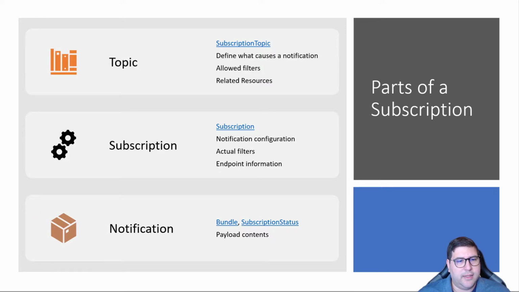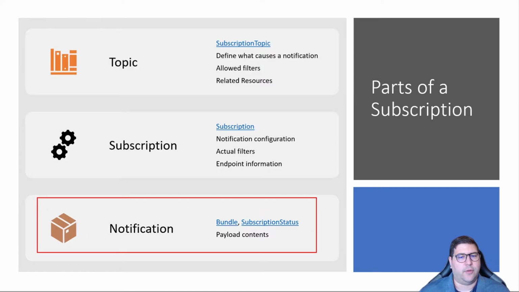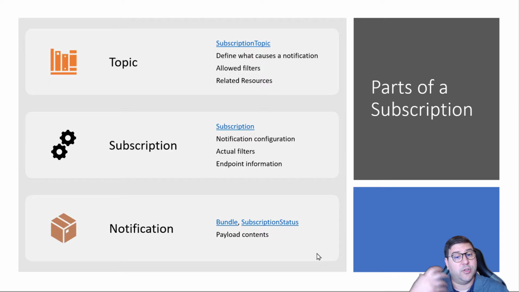And then the last part is this notification. And so that's a bundle. It has a subscription status resource in it that gives you the meta information, the state of the subscription, what contents are in the notification, and then variably the contents of that notification.